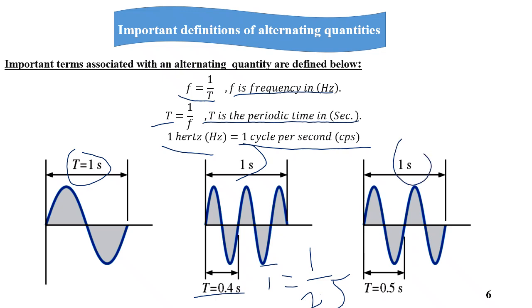Here, for the third curve, in 1 second we have completed 2 cycles, then the frequency equals 2 hertz. The periodic time equals 1 over 2, which is one half. We have 2 cycles in 1 second. Then the periodic time equals 1 over 2, or 0.5 seconds.